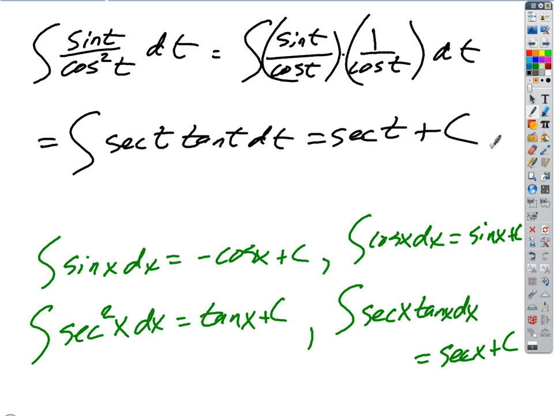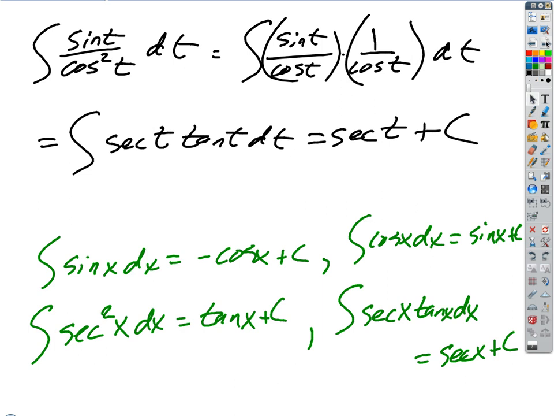Okay. That's gonna take some getting used to. But you see the game we're playing. We've got to break this thing up so we can get some rule. We have to get a rule that we know. It didn't look like that at first, did it? Okay.